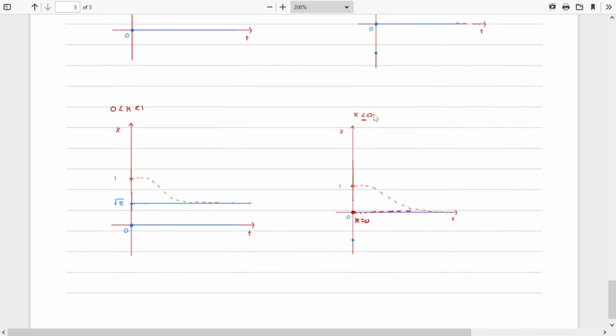Well, if we have a k less than or equal to 0, we're going to have the initial point converge down to 0, but when k is equal to 0, we're going to have it converge straight out to 0 and have a flat slope.